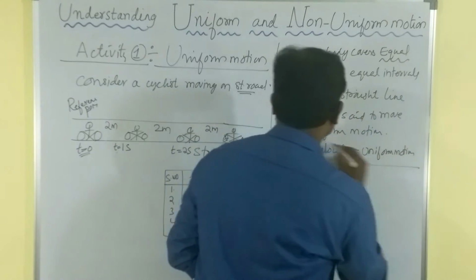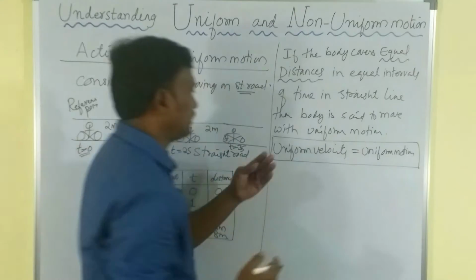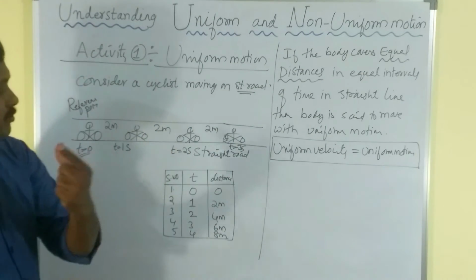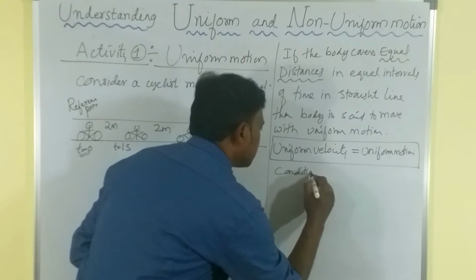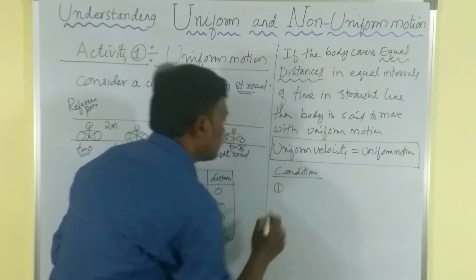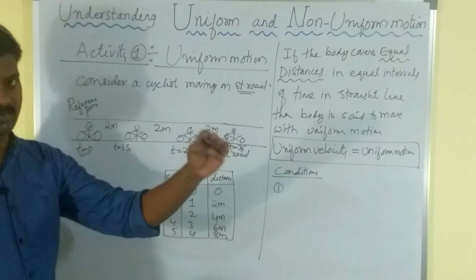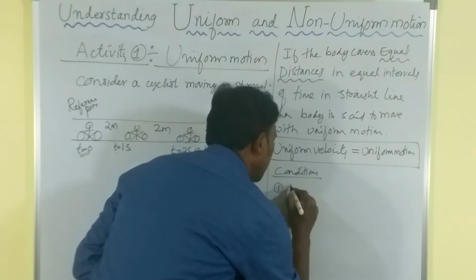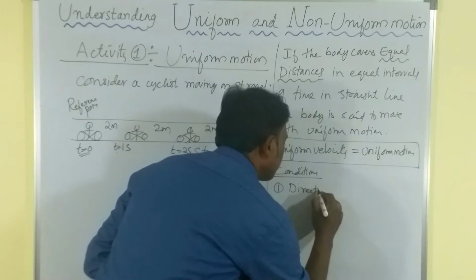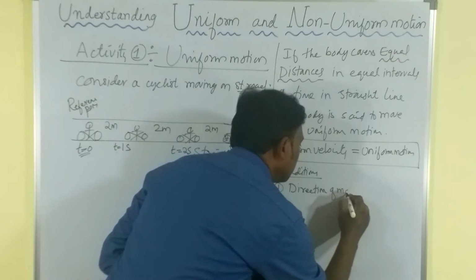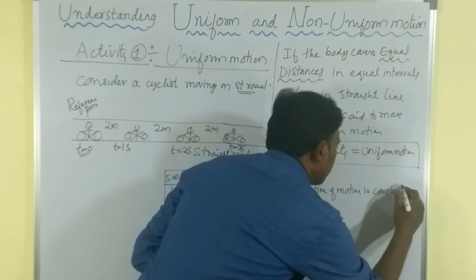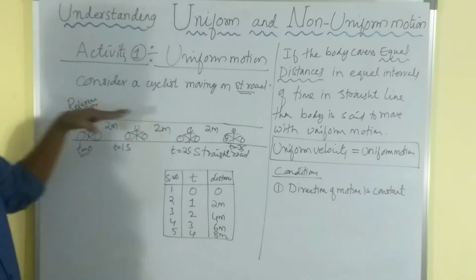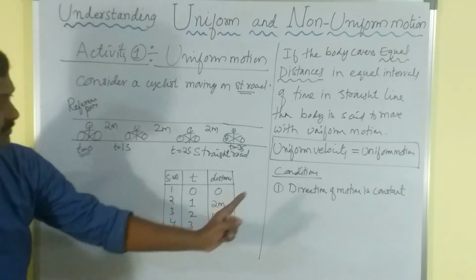Here you have to keep in mind two important things, that is, the conditions. The first condition is that it is moving on a straight road, that is, the direction of motion is constant. The direction of motion is in a straight line. The direction is not changing. That is the first condition.